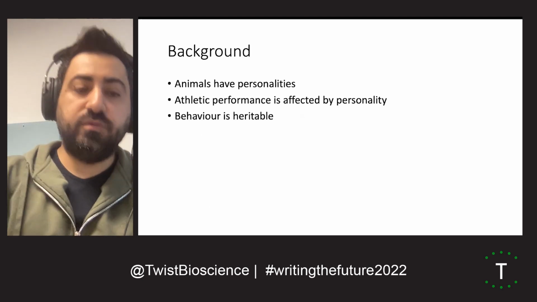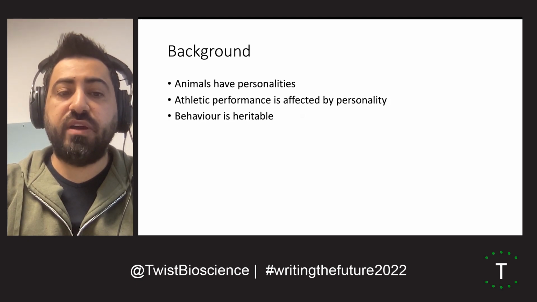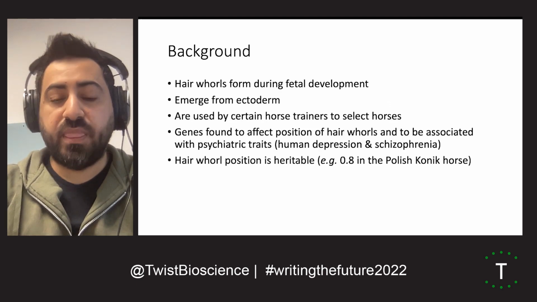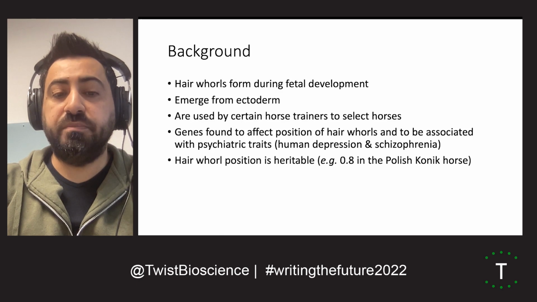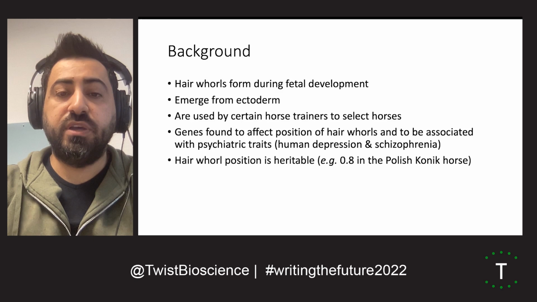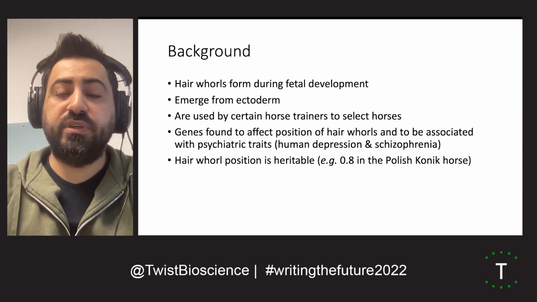So, background. We know that animals have their own personalities and that these personalities affect their athletic performance. And we also know that behavior is heritable. Hair whorls form during fetal development and they emerge from the ectoderm. And interestingly, they are used by horse trainers to select the horses for what sport they will be training them.